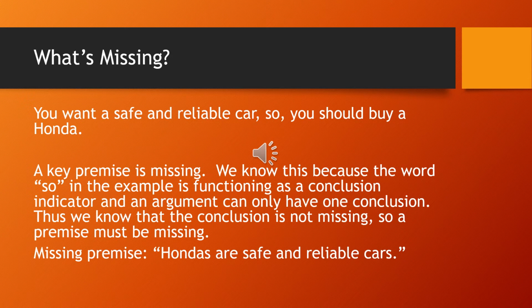And so the idea is that we have to fill in that gap of information. You want a safe and reliable car, we need another piece of information, add those together, and that would lead to the conclusion. If we supply the missing premise, Hondas are safe and reliable, then that would be enough to complete this argument. So the complete chain of ideas would be, you want a safe and reliable car, Hondas are safe and reliable, therefore, or so, you should buy a Honda. Now we have a nice little complete argument with a complete chain of information.